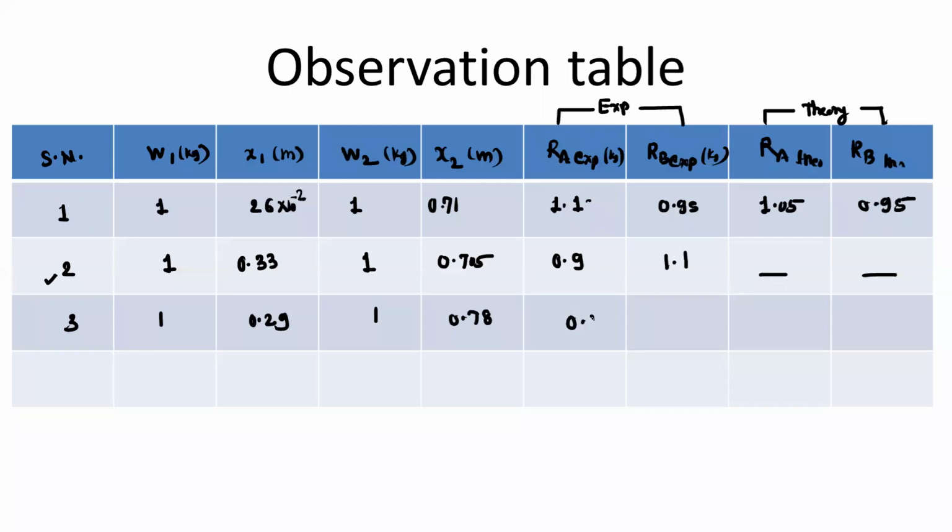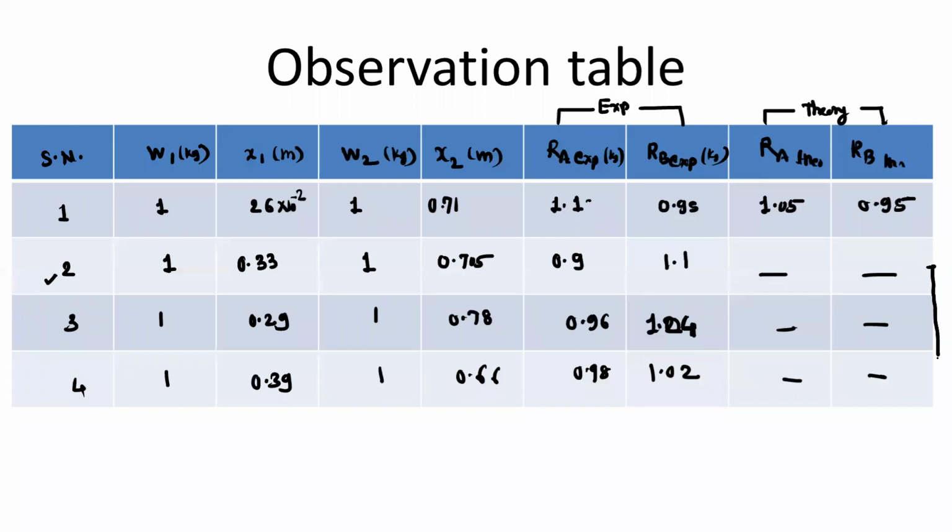Experimental values are 0.96 for Ra, and sorry, the Rb value is 1.04. And for the fourth reading, 1 kg weight, the distances are 0.39 meter and 0.66 meter, and the experimental values are 0.98 and 1.02. Okay, so find out the theoretical values by referring to the free body diagram. Complete these remaining 3 calculations.